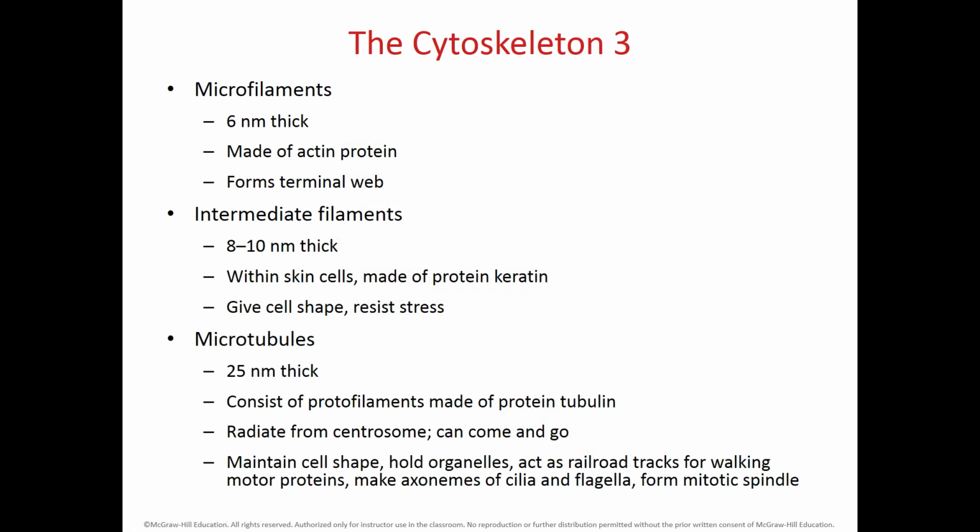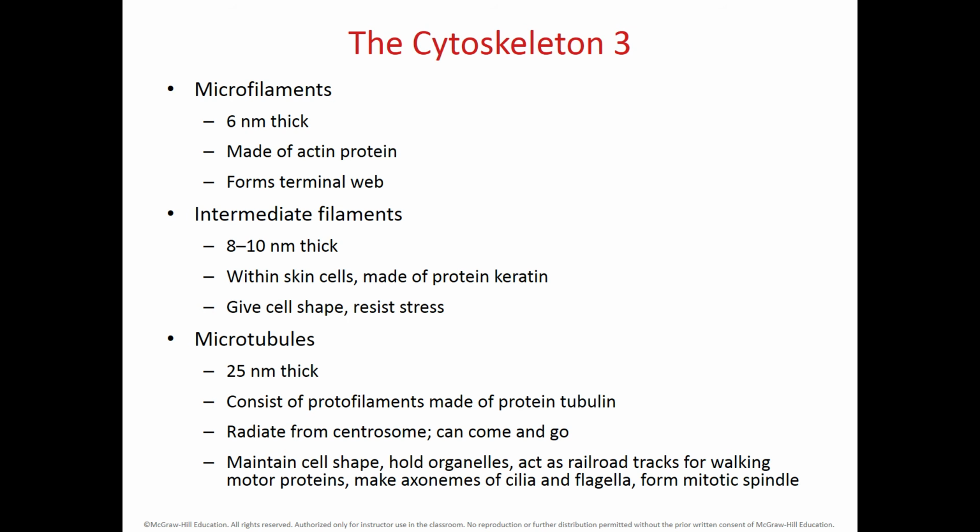So microfilaments, they have a thickness of 6 nanometers. Again, they're made of actin. Intermediate filaments, they're made of keratin, and they have a thickness between 8 to 10 nanometers. Functions of the intermediate filaments is give the cell the shape and resist stress. And the microtubules are the thicker parts of the cytoskeleton, so they measure 25 nanometers in thickness. They are made of tubulin proteins that they radiate, forming a centrosome that can come and go.